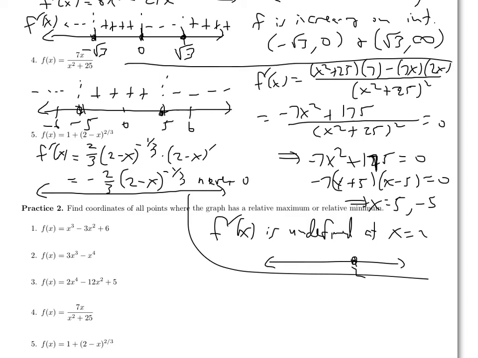Sometimes you'll see people making this critical point an open circle instead of a closed circle to indicate that the function is actually undefined. There's nothing there as opposed to being 0. But it doesn't matter. We usually just think of it as a way of dividing our bins up. Anyway, if I sample to both sides, I'll find that over here I have a negative derivative, and then over here I have a positive derivative.